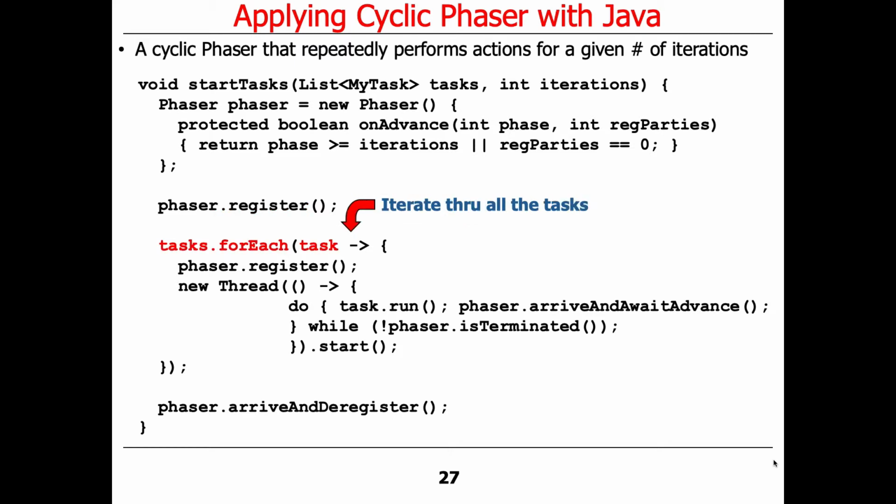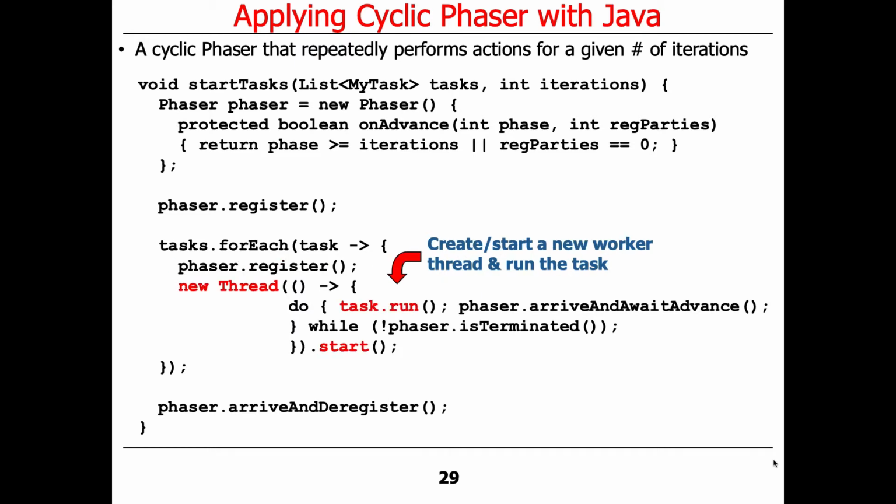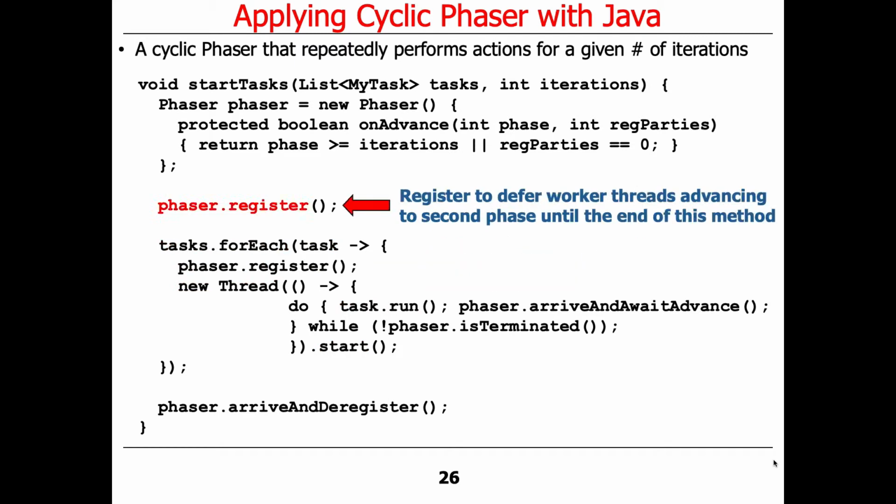We're then going to go ahead and iterate through all the tasks, just like we did before. Somewhat like before, we go ahead and register each new thread we're about to spawn to indicate it's a party that we want to include in this phaser count. And then we make a new thread. Now, this new thread does something a little bit different from what the thread did before.